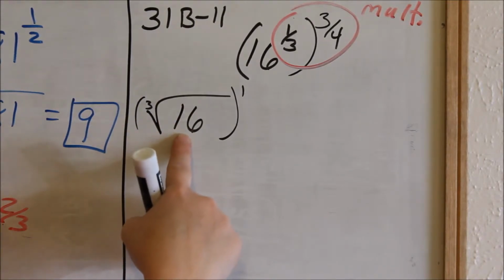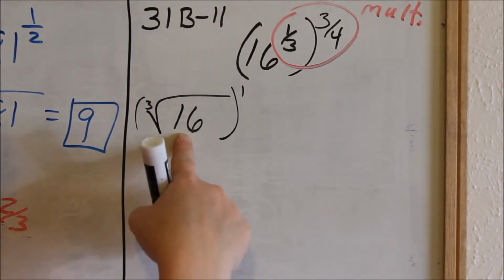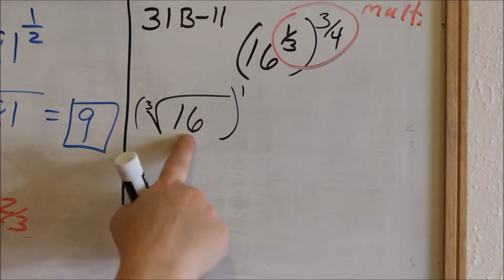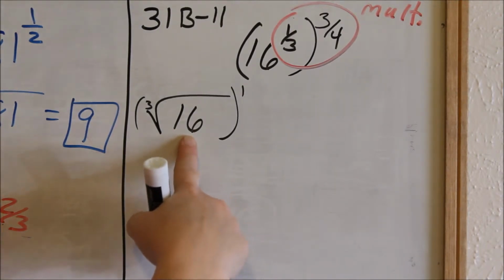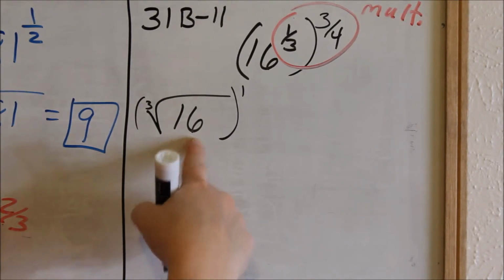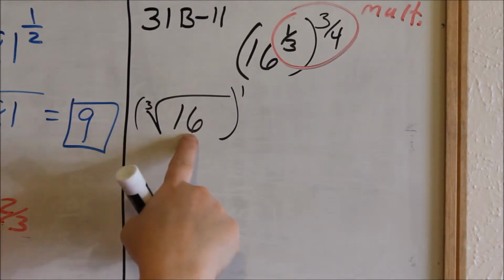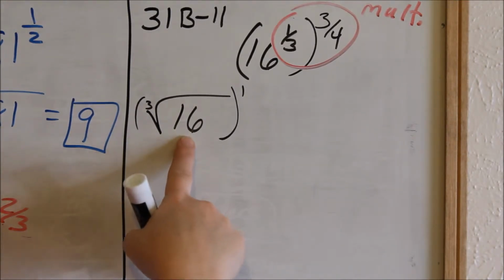Well, I cannot take the cube root of 16. It would be a decimal. It would not be a whole number. There's no whole number because 2 times 2 times 2 is 8. 3 times 3 times 3 is 27. Well, 16 is in between those two numbers. So there is no whole number that is the cube root of 16.